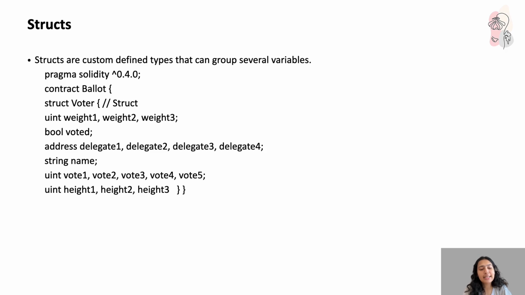Structs, the last slide I'm going to take up in this video lecture. Structs are custom defined types that can group several variables. So if you see struct Voter, it has so many things: uint weight1, weight2, weight3, bool voted, addresses, strings, uint for vote1, vote2, vote3, vote4, vote5, uint for height1, height2, height3. All of these are combined together in the structure of struct Voter.